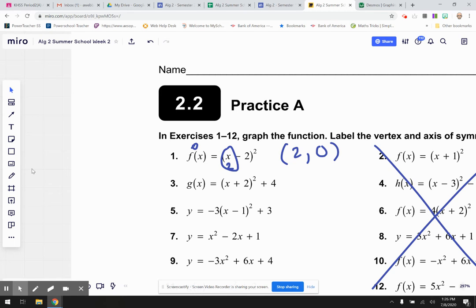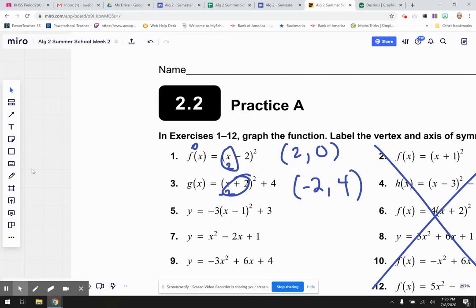On number 3, if I look at the parentheses, I want to make that parentheses 0, make the function 0. I would want to put a negative 2 in there for x. So now I know that x is negative 2. When I solve that, I get 0 plus 4. So you're going to end up having a 4 there. So it's negative 2, 4. So your vertex is what you get when you try to make the parentheses 0 and then solve it, you get your y value.